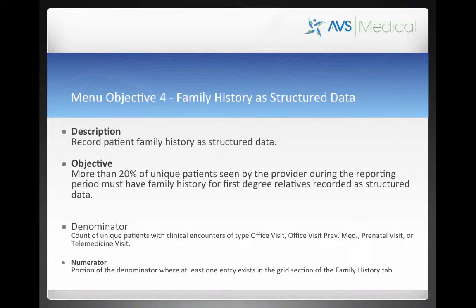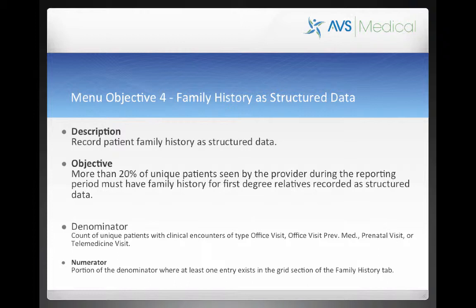Menu objective number 4 is family history as structured data. There is a metric here. It's more than 20% of the patients must have their family history for first-degree relatives recorded as structured data. So this is a new one.